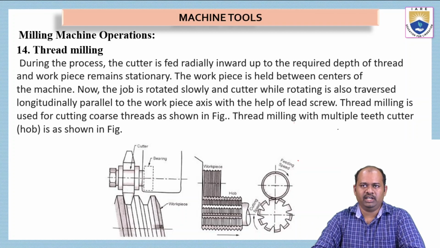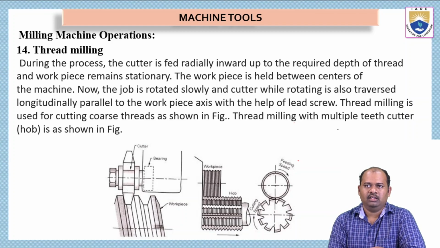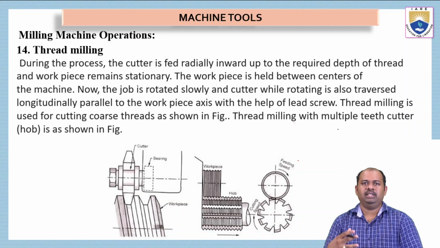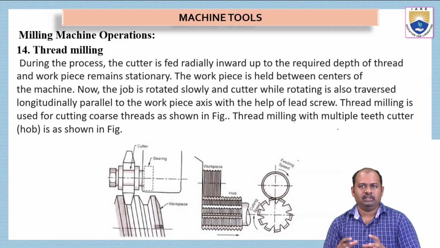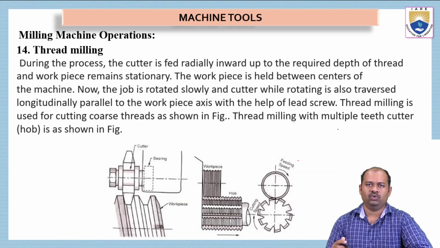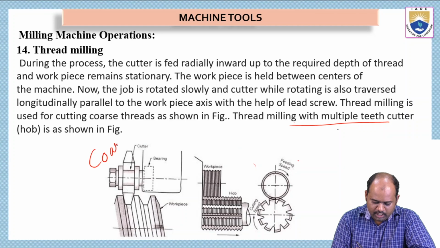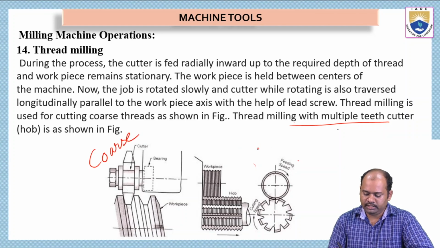Now the job is rotated slowly, and the cutter, while rotating, is also traversed parallel to the workpiece. The workpiece has to be traversed along the length so that we can get the required amount of thread cutting. Thread milling is used for cutting coarse threads as shown in the figure. Thread milling with multiple teeth cutters is shown in the second figure. This is coarse and this is fine.